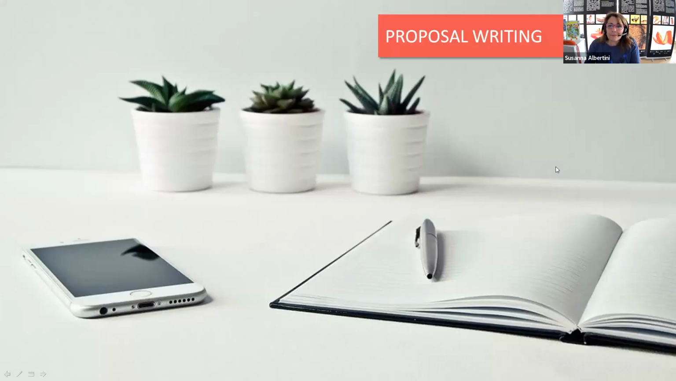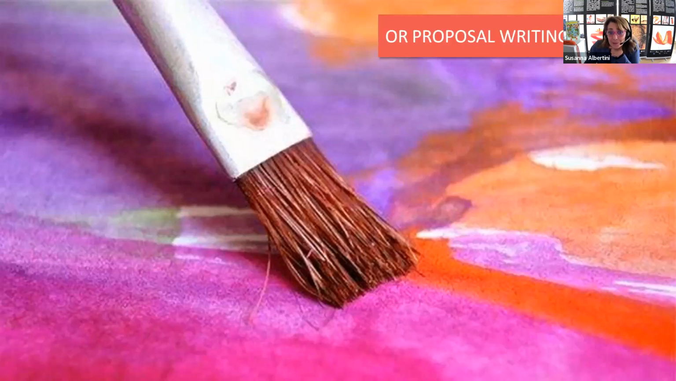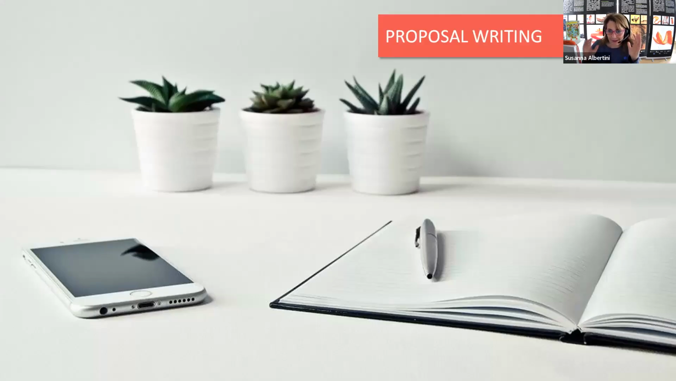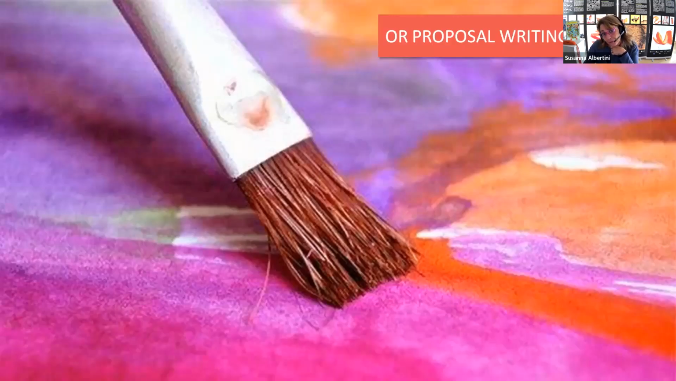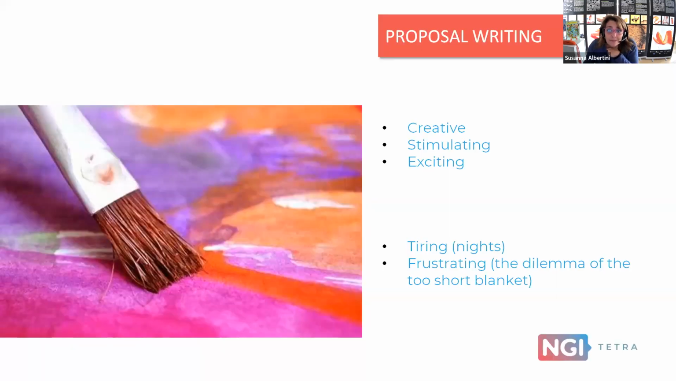And this is about the proposal writing. So do you see the proposal writing like this picture or like this picture? So it is a kind of framed activity, very serious, very, let's say, left brain, or it is right brain, something that is more creative. For me, it is more right brain, so more creative, stimulating, and exciting, but it is also tiring.